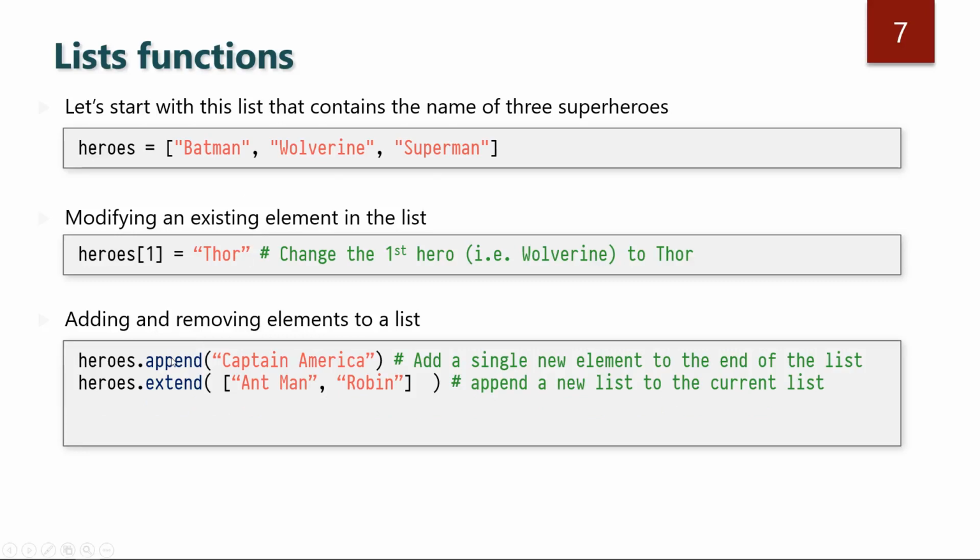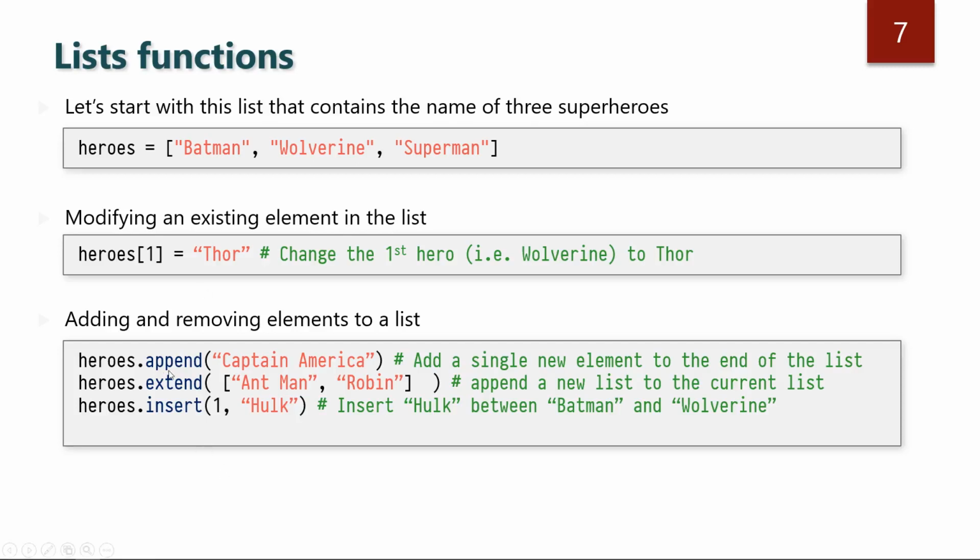Append and extend always put elements at the end of the list. If you want to insert an element somewhere in the middle of the list at a specific position, then you can use insert. So heroes.insert, and this insert command takes 2 parameters. The first is an integer that tells you which position of the list you want to insert into. So insert 1 means that it will be right here, and then the item will be Hawk. So after this line finishes, Hawk will be inserted with index 1 in the list, and everything else will be shifted by 1 index behind.